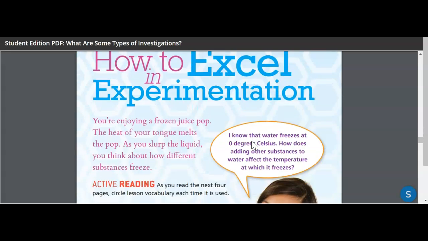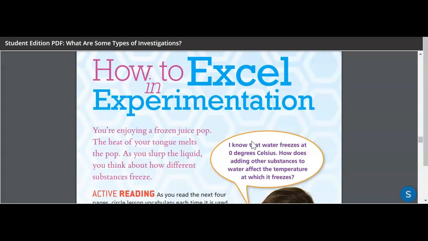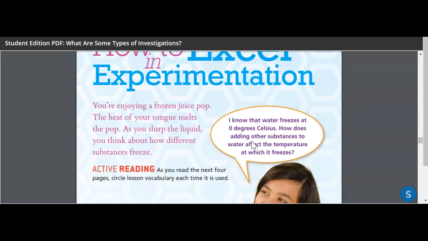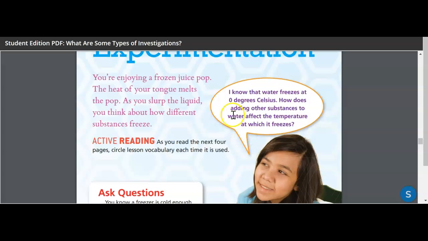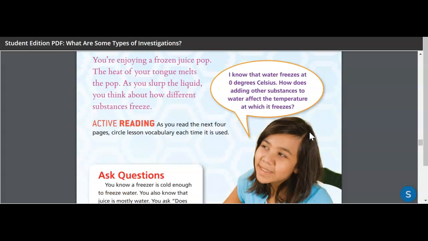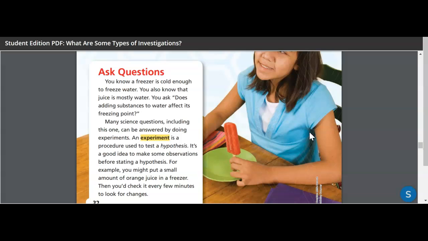Let's keep moving on. How to excel in experimentation. So you're enjoying a frozen juice pop. The heat of your tongue melts the pop. As you slurp the liquid, you think about how different substances freeze. So this lady is thinking, I know that water freezes at 0 degrees Celsius. How does adding other substances to water affect the temperature at which it freezes, right? So this is the start of her investigation. She's asking a question.